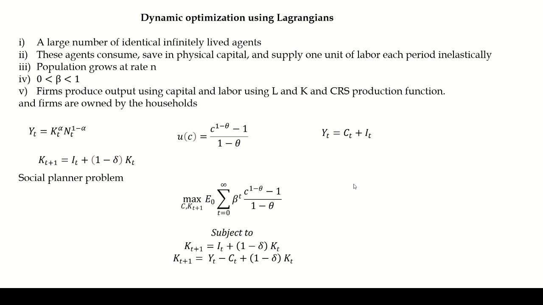And what we can do is substitute the value of the production function Y_t from here as well. So this will give us the expression K_{t+1} equals K_t^alpha N_t^{1-alpha} minus C_t plus (1 minus delta) K_t. So we have now the objective function and the constraint, and we can proceed to set up a Lagrangian for this optimization problem.